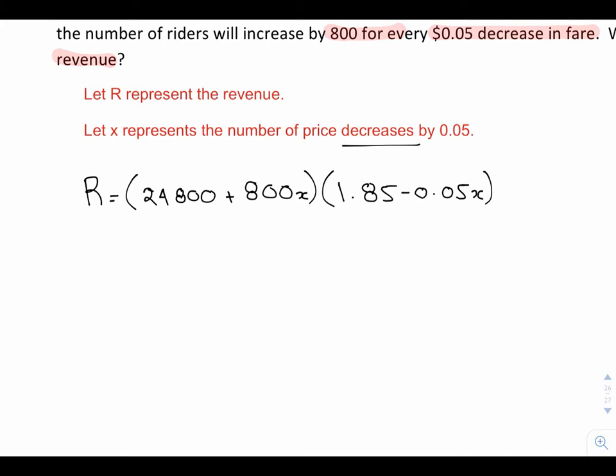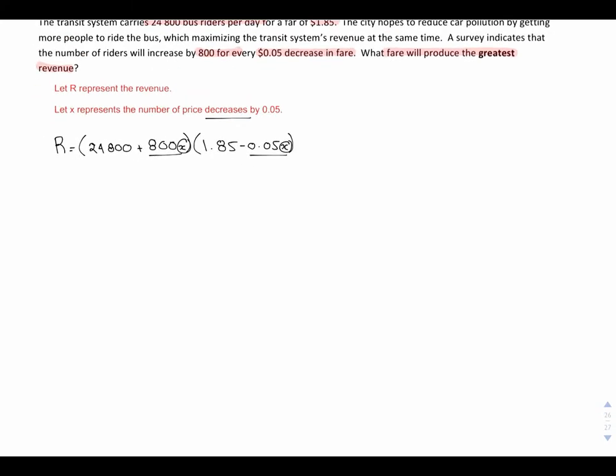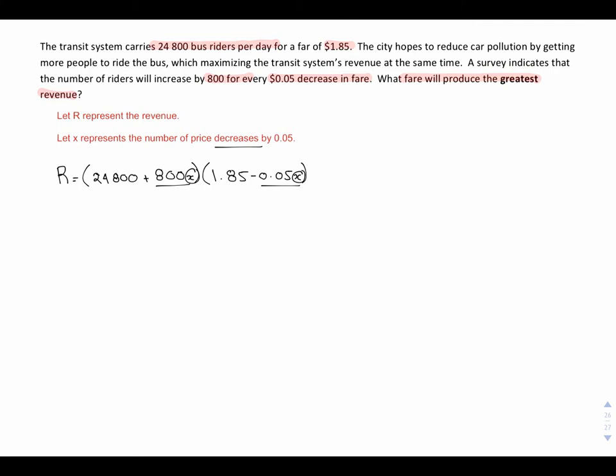Now you notice that what I'm actually doing is adding multiples of 800, of course based on x, which is an integer, as I subtract multiples of 5 cents, which again is based on the x. And what I want to find out is the maximum revenue. Now there are a few ways to do this. The first way, which might be the more common sense approach, would be to expand and collect like terms, turning this into standard form, thereby then turning it into vertex form by completing the square. The thing is, it's a very long and tedious process, and we don't want to get bogged down using calculation, because at the end of the day, all we really care about is what fare will produce the greatest revenue.